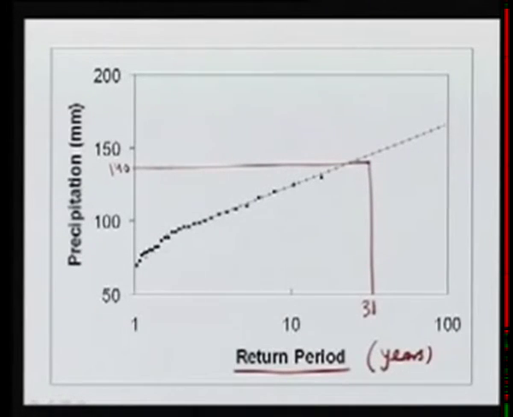Now, based on these points, we can draw a straight line. We may draw a smooth curve also. We may have probably drawn a curve like this, but in this case it seems that an envelope curve like this may be more suitable. So, we can draw a line like this and extrapolate the value of rainfall for return period of, let us say, 100 years or 50 years.